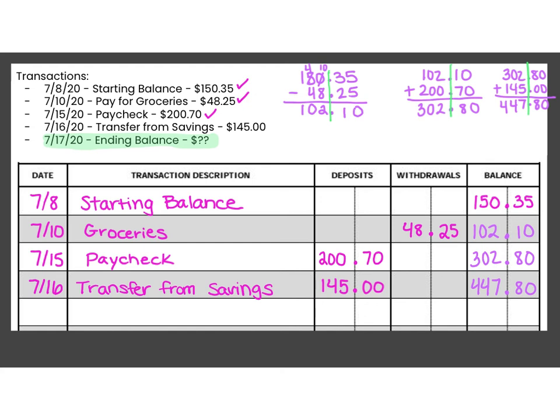So then it asks, if you were to look on July 17th, what would the ending balance be? If you want, you can write a separate line item for this. So we could put 7/17, and this is our ending balance. And we already know what that is because we've already solved our last transaction. And so we can just rewrite that balance of $447.80.